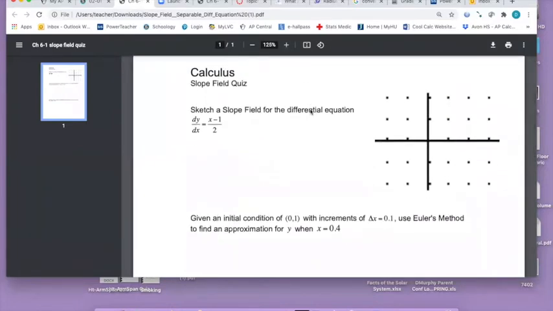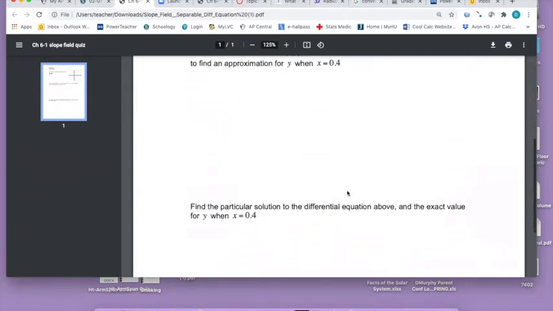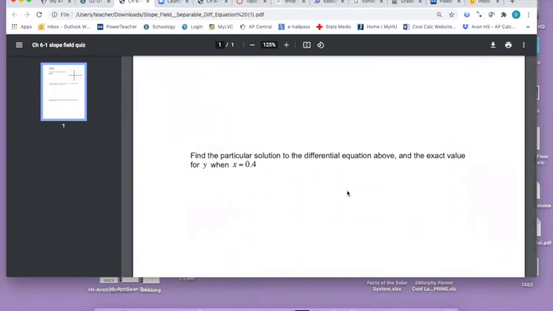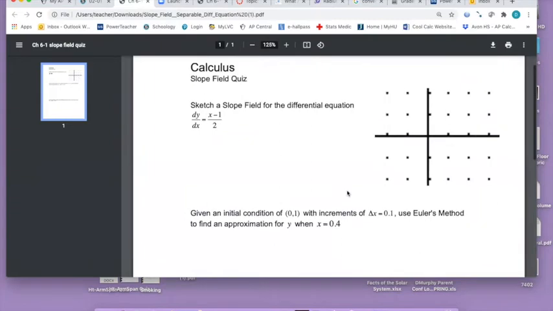Okay, let's start off by making a slope field for this. All right, as good practice, we're going to make a slope field. I'm going to give you an example of Euler's approximation, and then get a particular solution. The slope field for this has no y involved, so all you have to do is pick some values of x and put tiny little linear equations at those values.